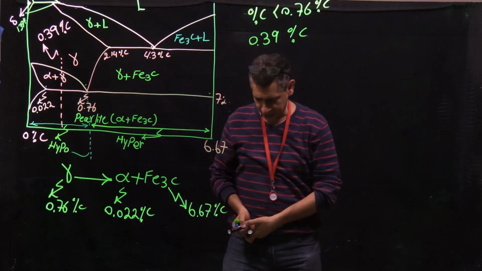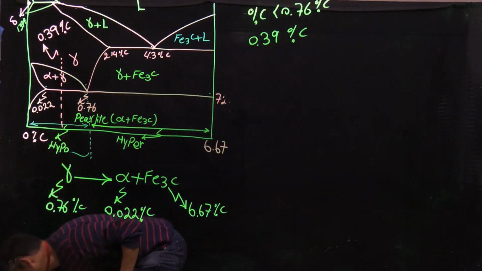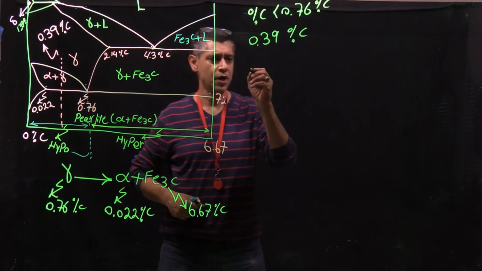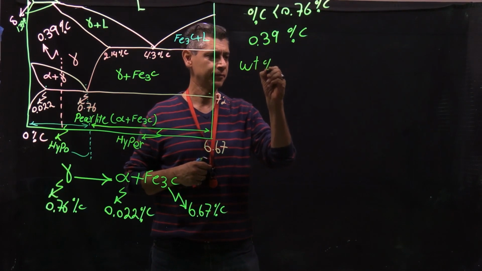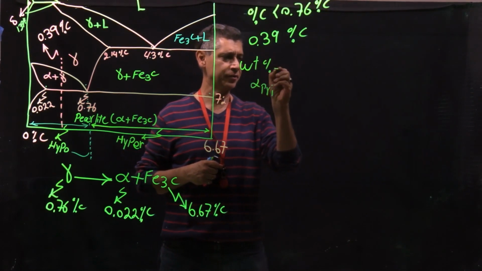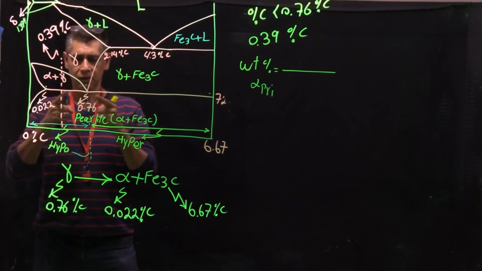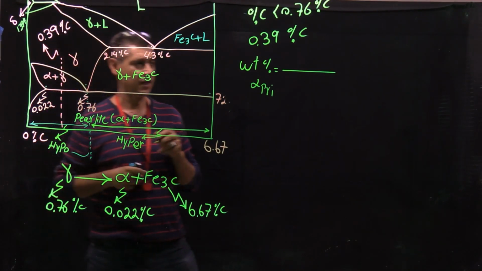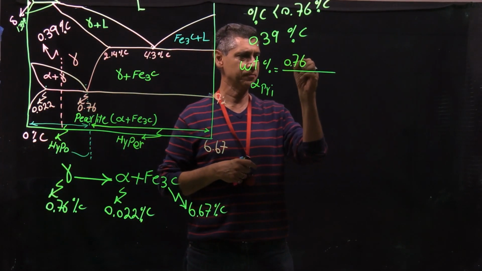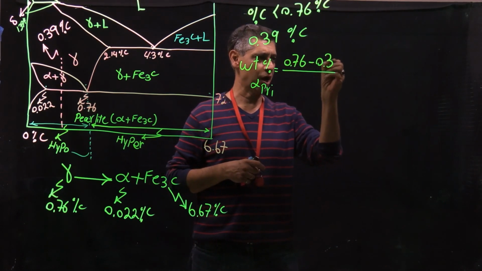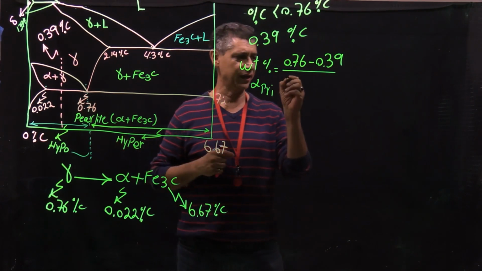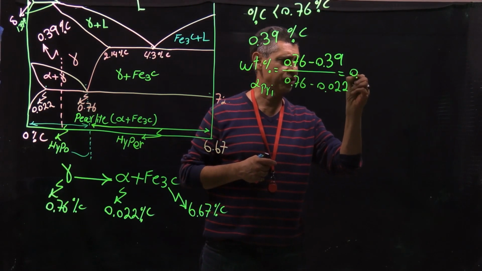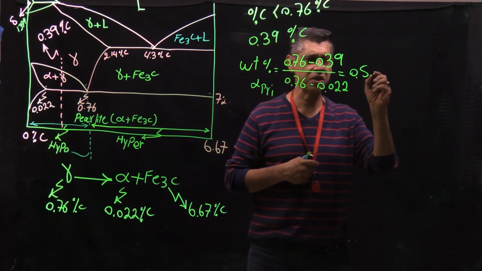Let's see, for this case, how much would be my primary phase. So I write here the weight percent of primary ferrite. It's equal to the inverse lever law: this length divided by the entire length. That length is 0.76 minus 0.39, divided by the entire length, which is 0.76 minus 0.022. Ironically, this becomes 0.5, meaning 50%.